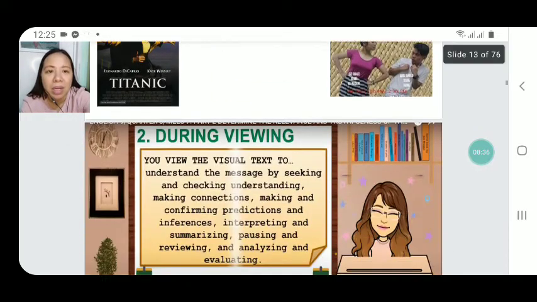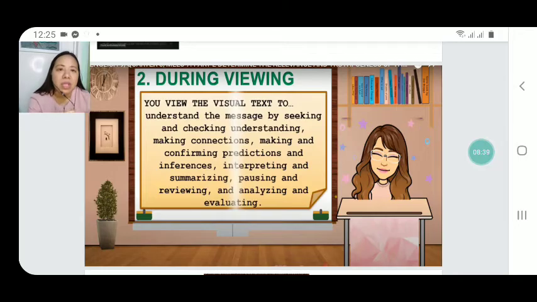During viewing naman, you view the visual text to understand the message by seeking and checking understanding. So habang nanonood ka, dito nauunawaan mo na yung pinapanood mo. Making connections, nakaka-relate ka na, making and confirming predictions and inferences, yung mga hula mo kanina, diba? Predictions mo, dito pwede mo na siyang i-confirm. Tama pala yung hula ko, sabi ko na nga ba lovers sila, sabi ko na nga ba mag-aaway sila, right?